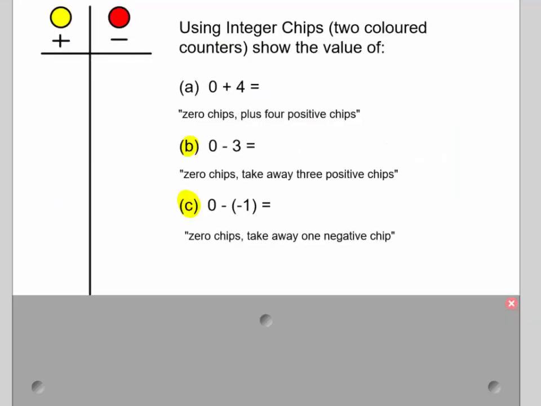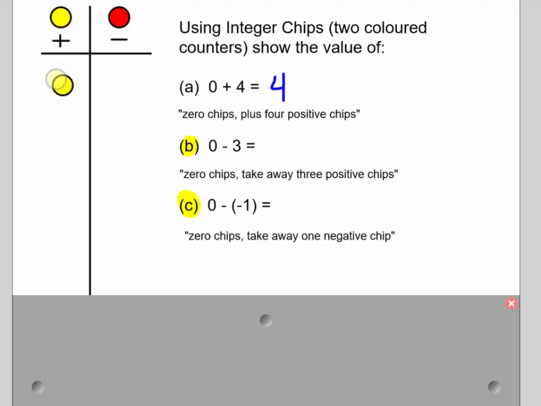All right, so let's try some tricky ones here. So we're going to start with 0 plus 4. So I don't have to have any chips on here, that's a 0. If I add 4 positives, then my answer is 4. No problem. That one should be kind of easy. Let's go to B. B starts to get a little trickier, at least conceptually. So 0, that means you have nothing, and then take away 3 positives. Okay, so that's a little bit tricky.